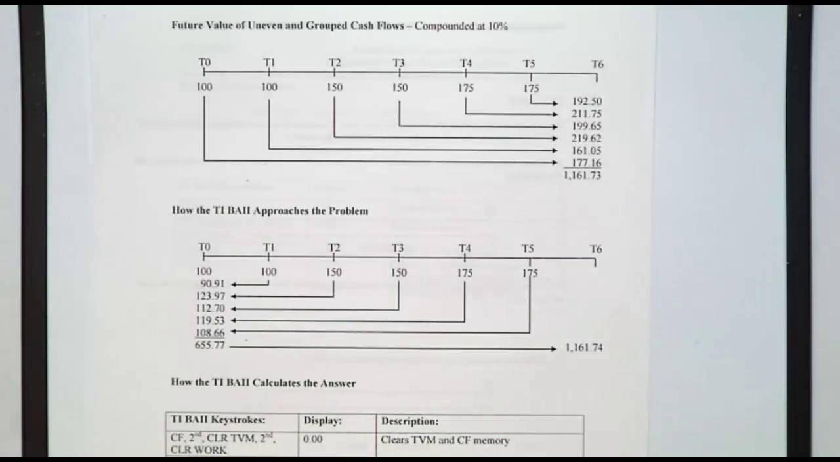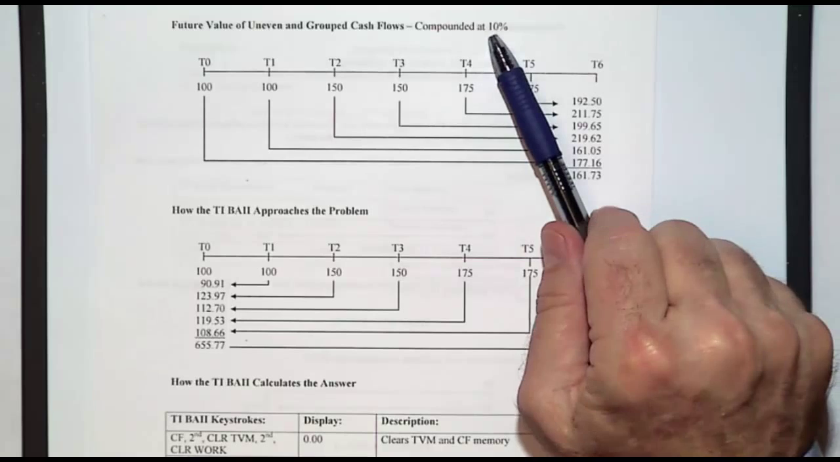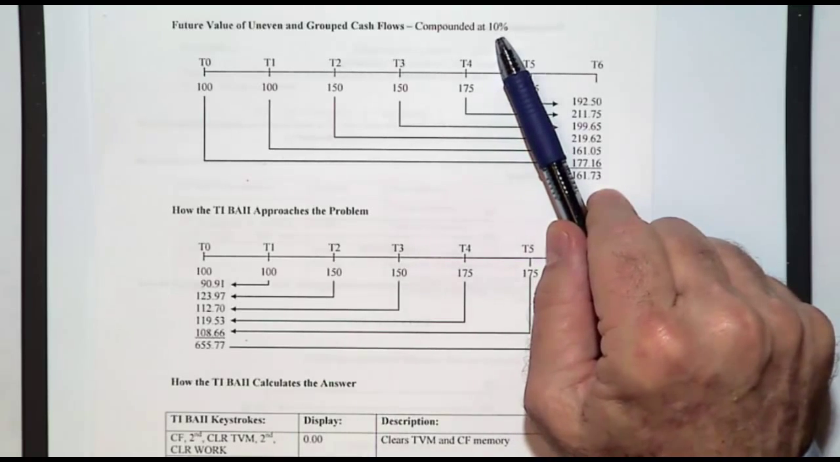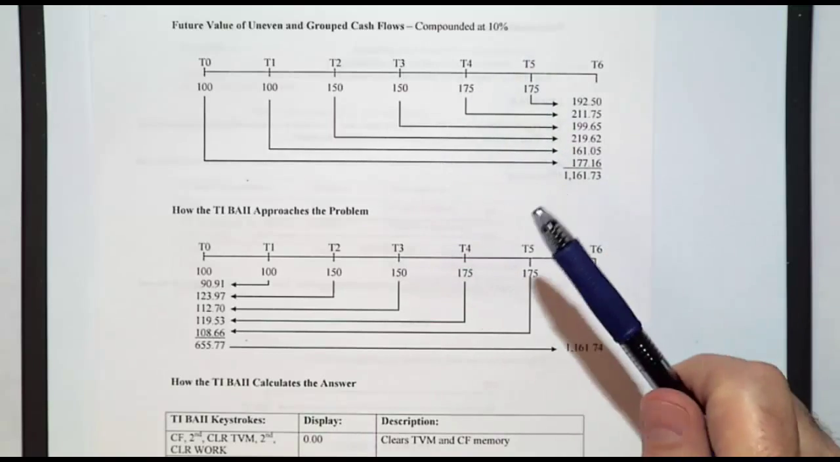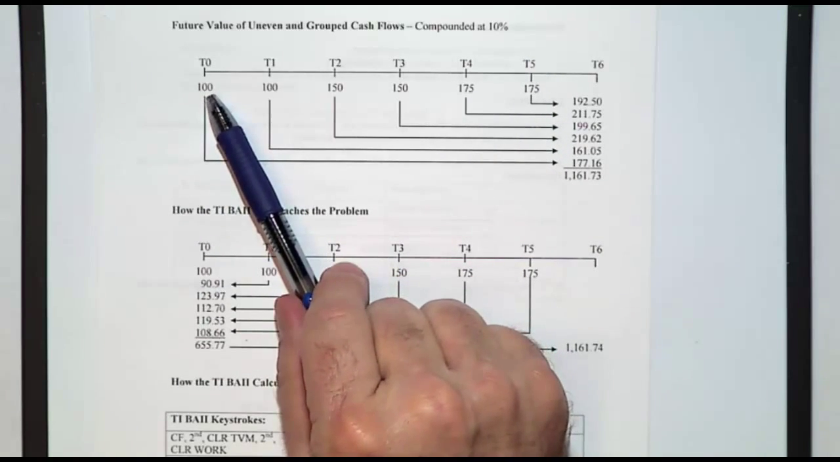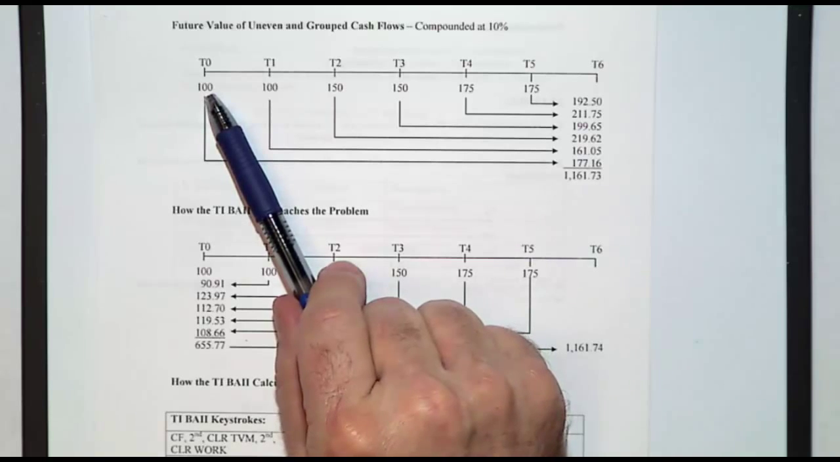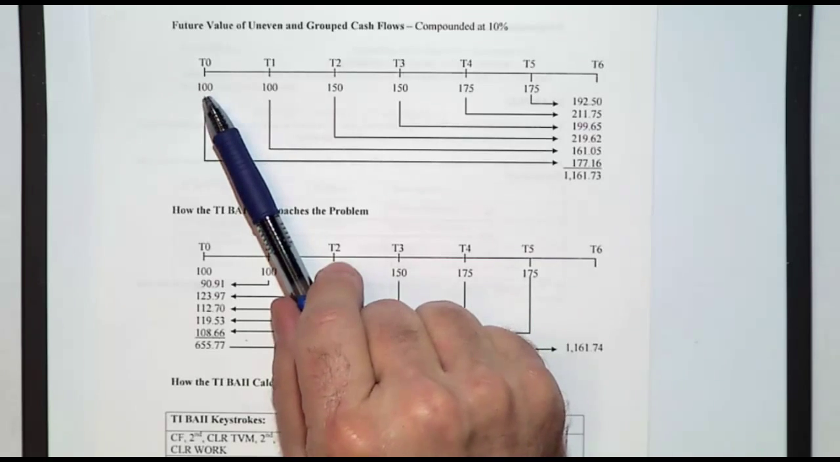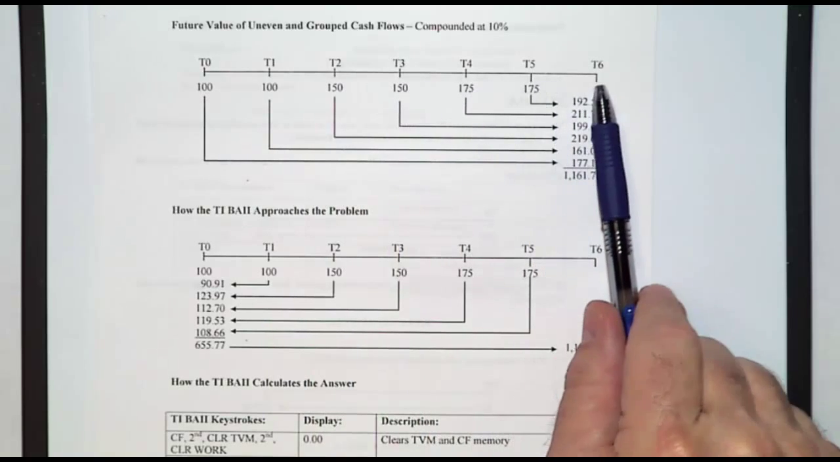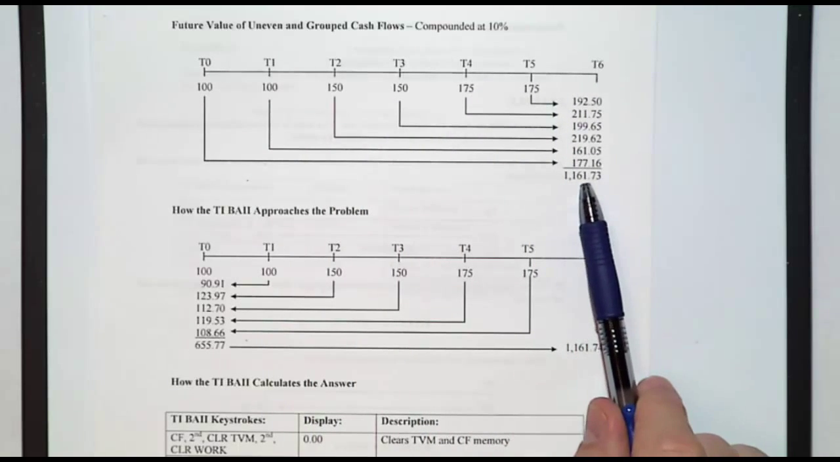Now let's take a look at the future value of uneven and grouped cash flows. Again, just for convenience, we'll use 10%, much larger rate than most people are getting nowadays. This particular problem says that there will be contribution, or let's just say payment, of 100, 100, 150, 150, 175, and 175. And the question is, what will they be worth at the end of the sixth period?